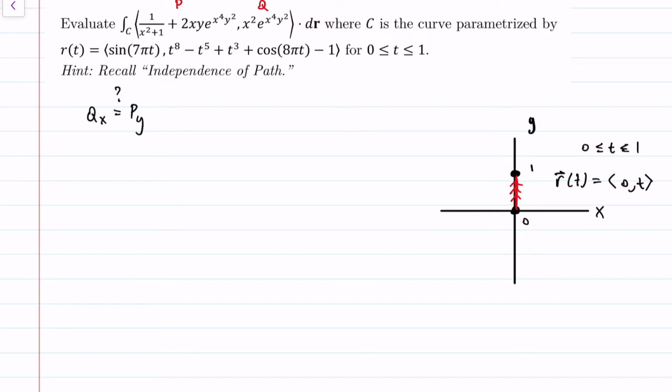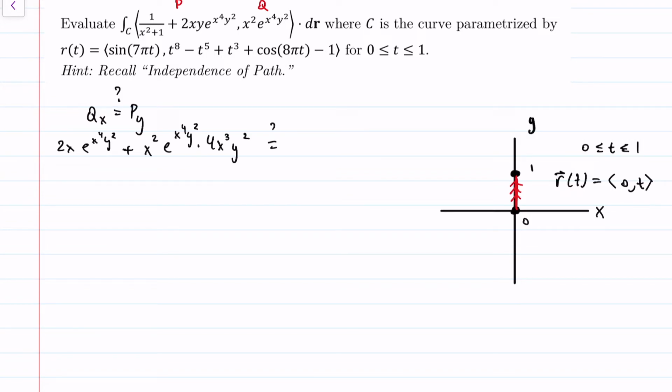For q sub x we need product rule. That's going to be the derivative of the first, 2x, times the regular of the second, which is e to that power, plus, because of product rule, the regular of the first, x squared, times the derivative of the second, which is e to the something is itself, times by chain rule the derivative of the power, which is 4x cubed y to the second. Now, hopefully this is equal to p sub y, so let's check it out.